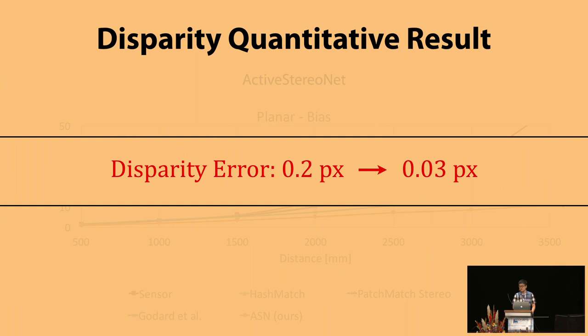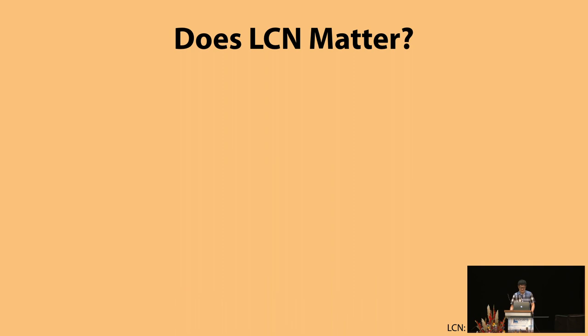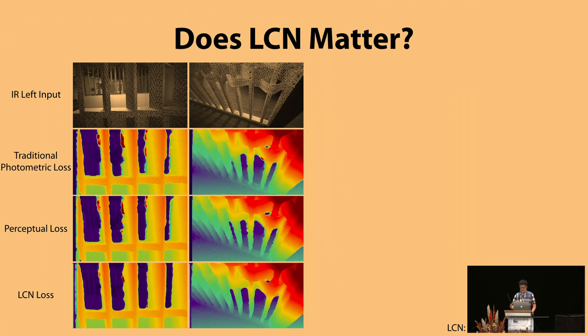Now let's look deeper into how each modification of the photometric loss helps the results. First, the local contrast normalization. We show results of the model trained with the traditional photometric loss, a perceptual loss, and our proposed loss. Qualitatively, training with our loss produced the cleanest and sharpest boundary.